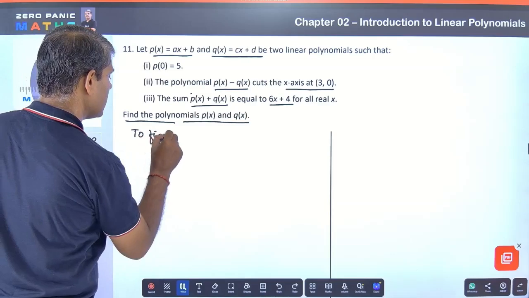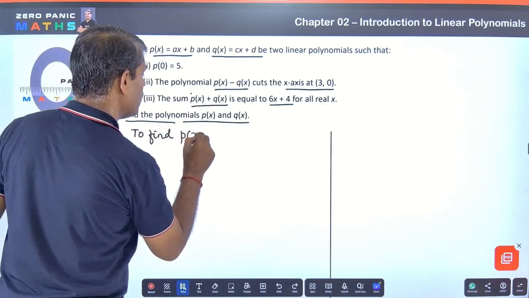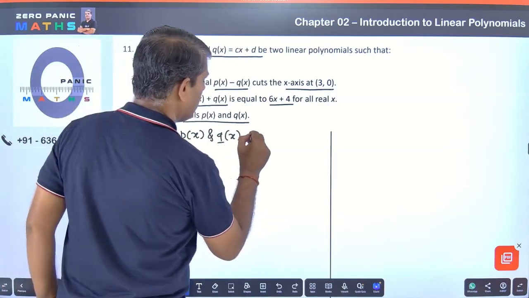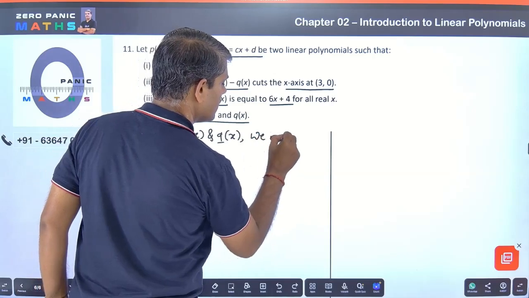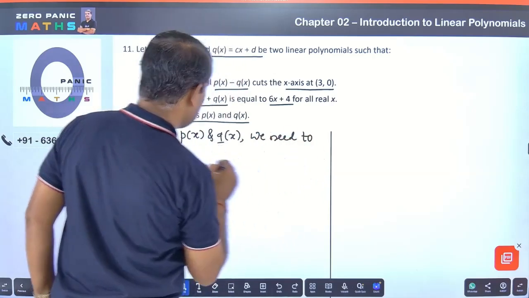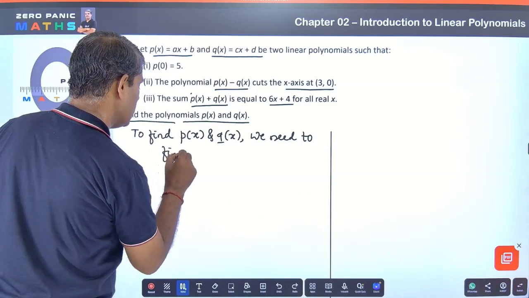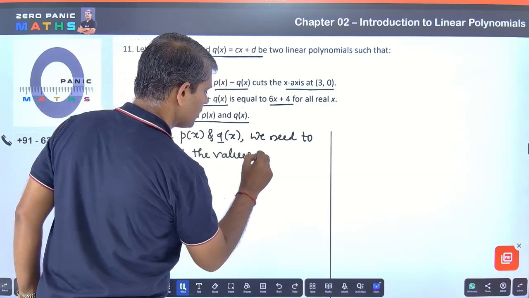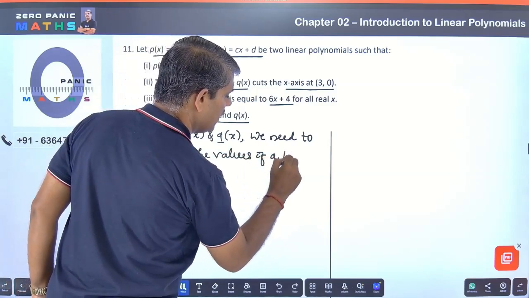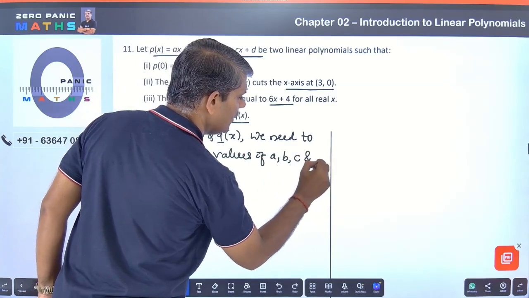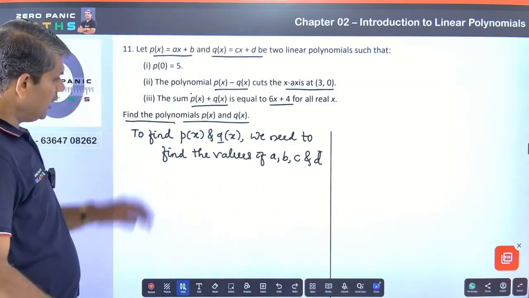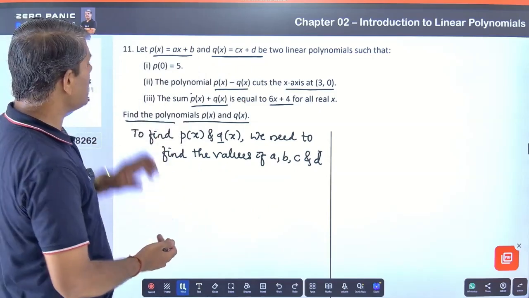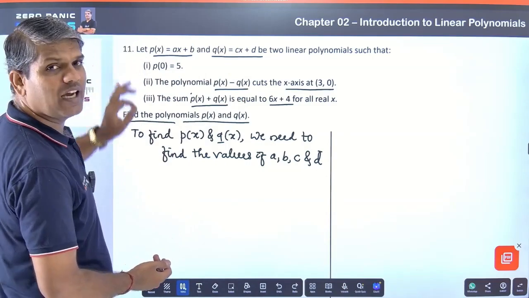To find p of x and q of x, we need to find the values of a, b, c and d first. Okay, we need to find out those values. Now how do you find those values? By using these three pieces of information.